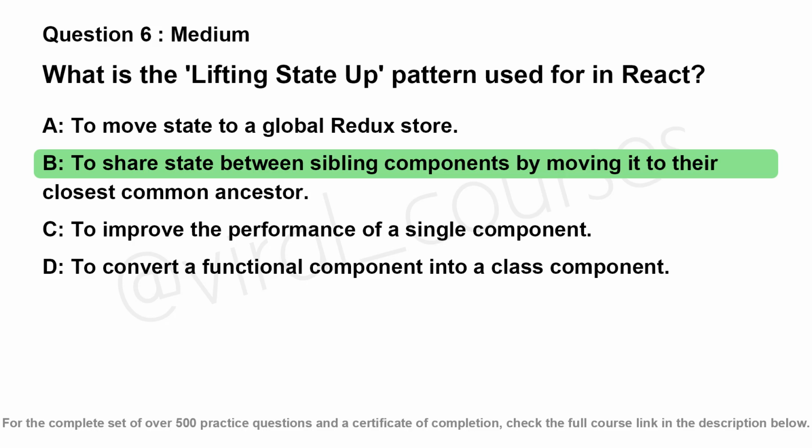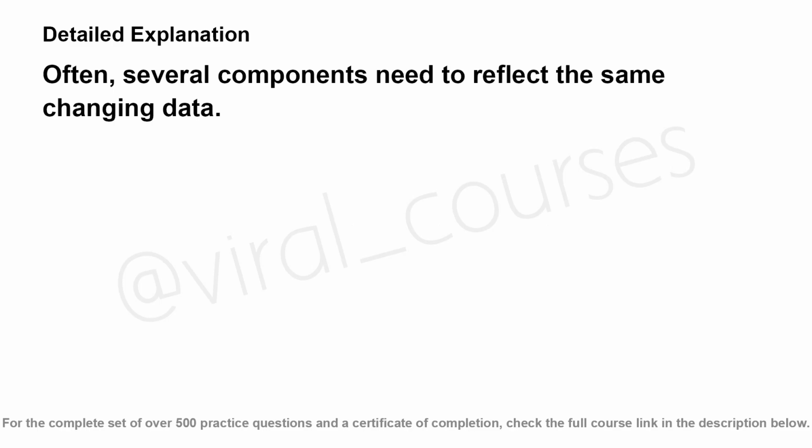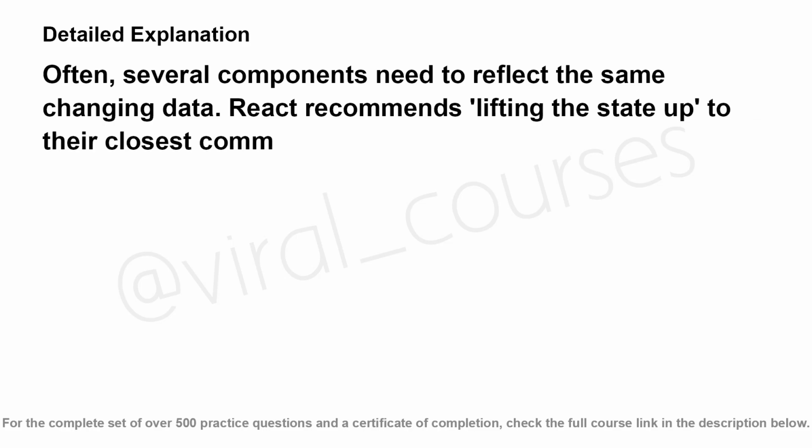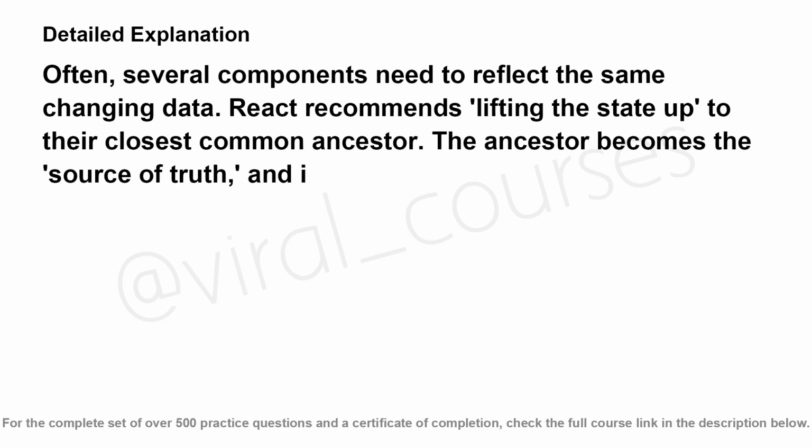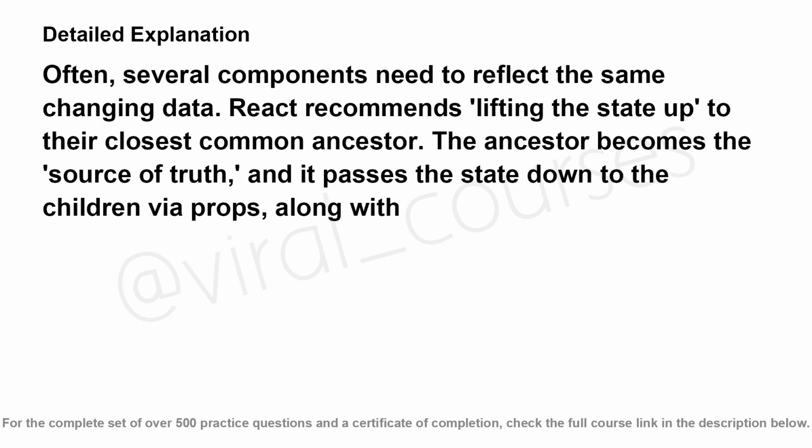The correct answer is B. Often, several components need to reflect the same changing data. React recommends lifting the state up to their closest common ancestor. The ancestor becomes the source of truth, and it passes the state down to the children via props, along with functions to update that state.